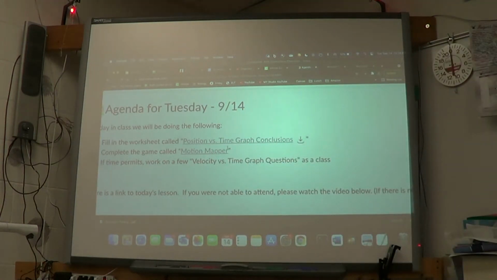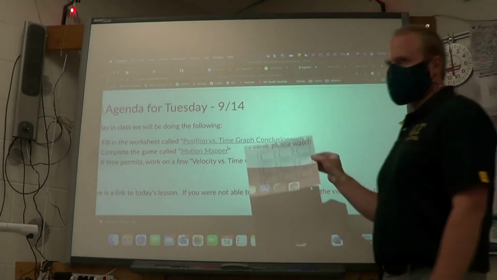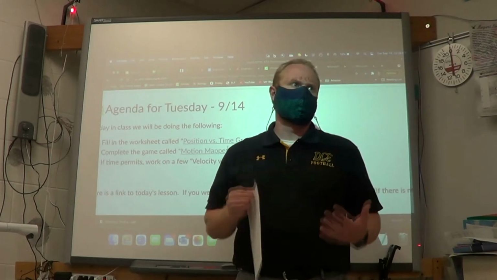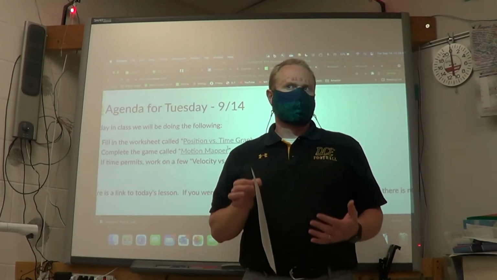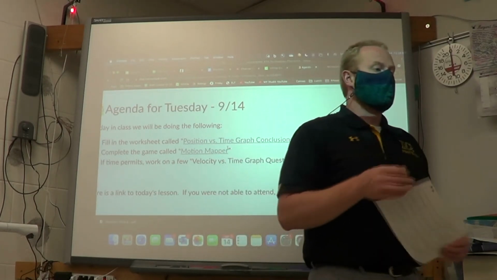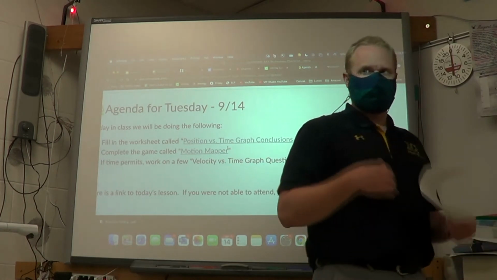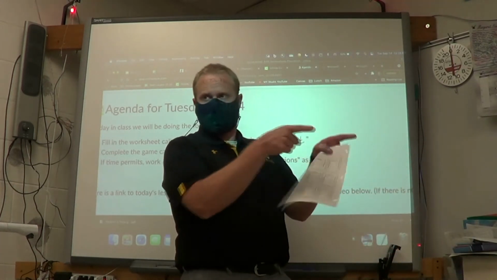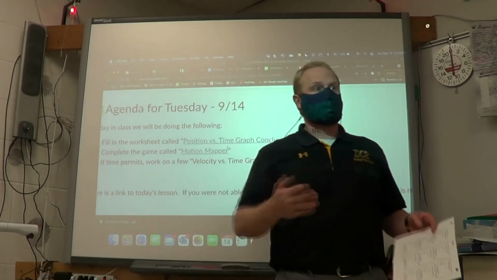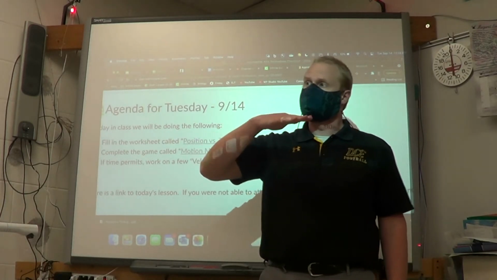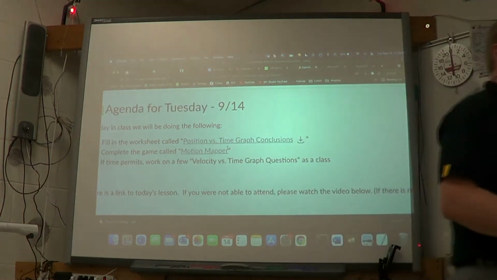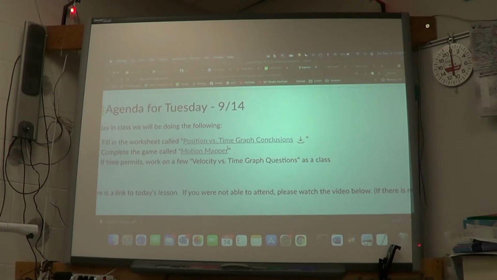So in any of these graphs where we have a negative slope, it means it's moving in the negative direction. Anything that has a positive slope means it's moving in a positive direction, and anything that has no slope means it's not moving at all. No slope means no velocity. So that's what I want to make sure we're clear on.